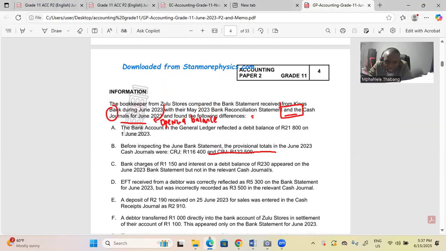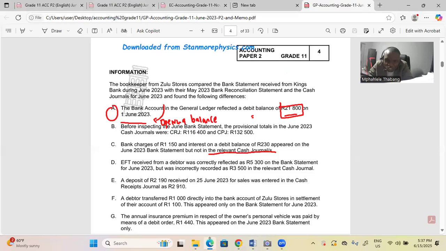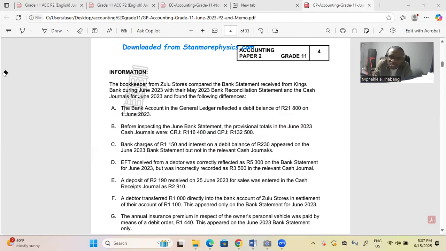Okay, we used the information A, we used B. Now let's use information C. The information C says the bank charges of 1,150. And guys, I want you to know what makes the bank charges. Because in other cases, they can just give you something like this. They can say service fee, it's 500. Maybe they say cash handling fee, it's 50. Once you hear anything to do with fee, just know that it's a bank charge.